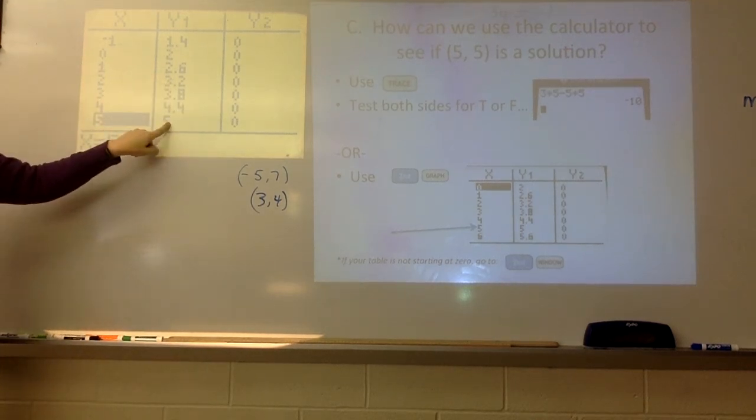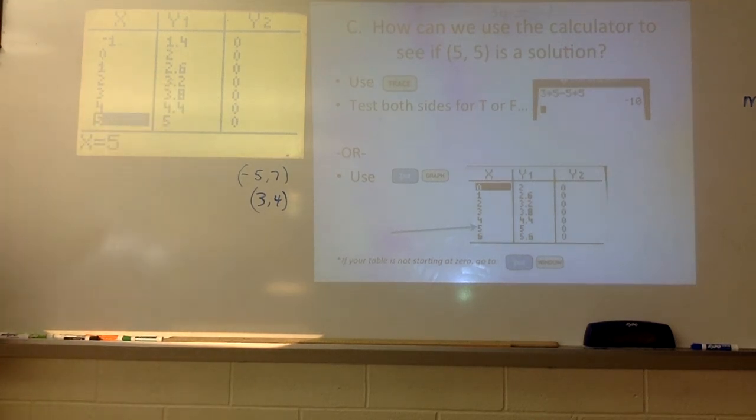So is (5, 5) a point on the line? Yes. How do you know? It's in the table. Trace is your fastest. Table method works. Verify both sides of the equation works. It's up to you.